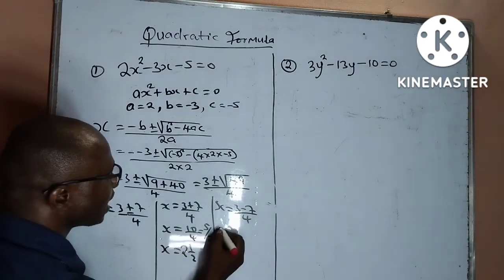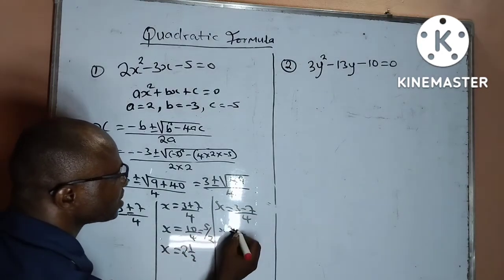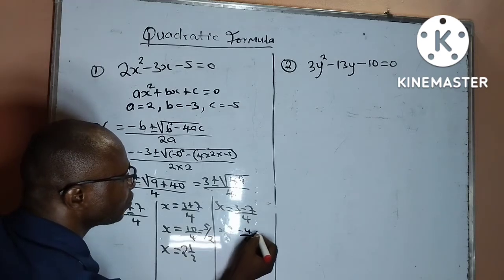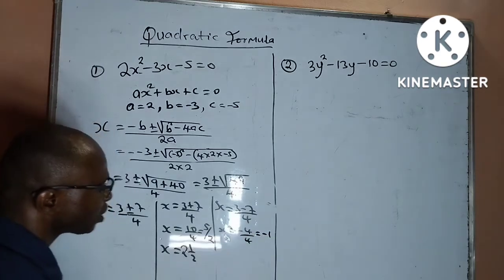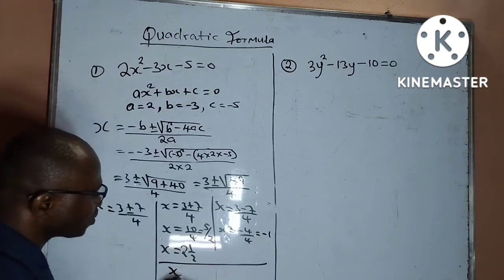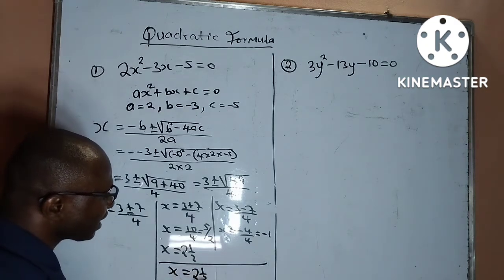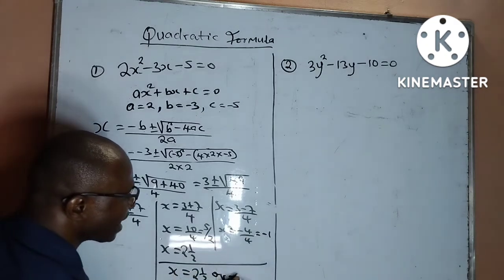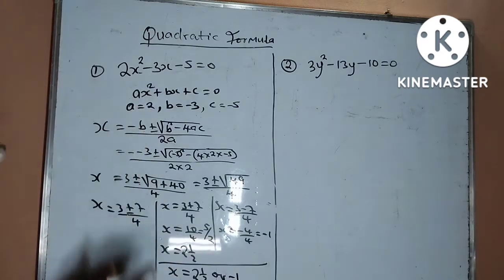Coming to the second one, I will have x is equal to 3 minus 7, which is minus 4 over 4, which is minus 1. So in conclusion, we can simply say that the values of x are 2 and a half or minus 1. These are the values of x.